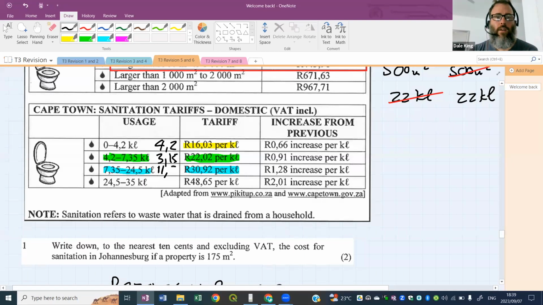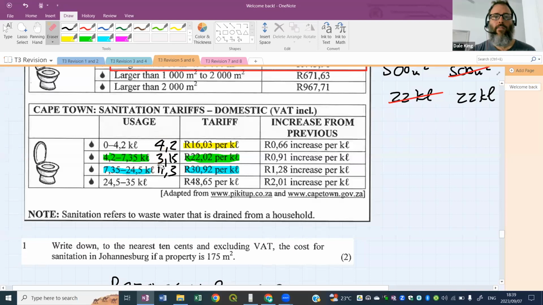Then I would have determined all the brackets to get that water out first, because I know I'm going to go through all of these. I'm going to go through 4.2 kiloliters in the first bracket, 3.15 in the second, and maybe 11.3 in the third, and end in the fourth one. So it does help to know. You're going to have to know how much water or sanitation is in each bracket if you're going to work through them. If you end in one of them, you don't have to worry. But if you're going to work through those brackets, you need to know how much is in there.